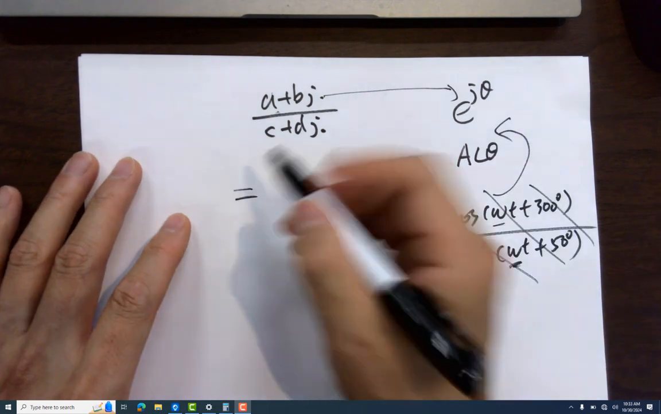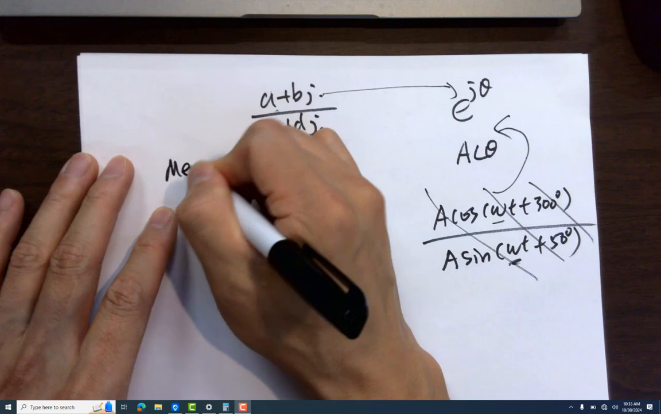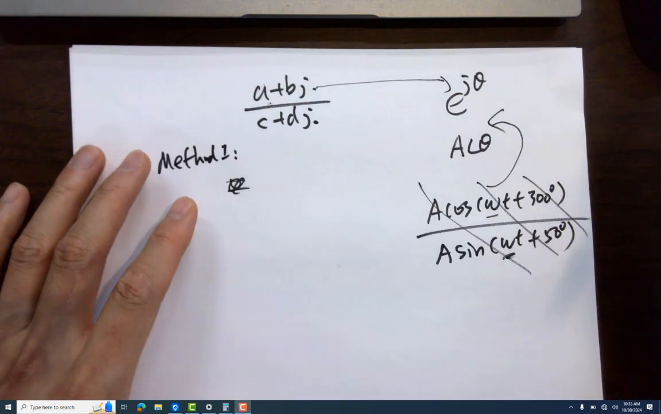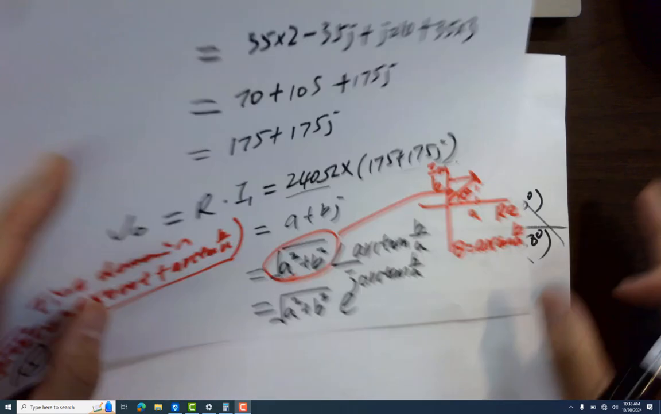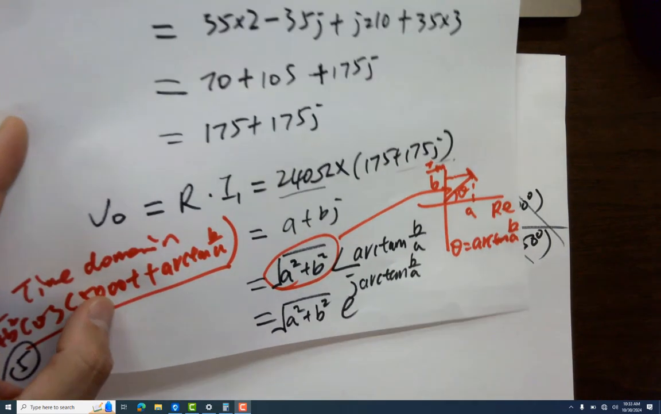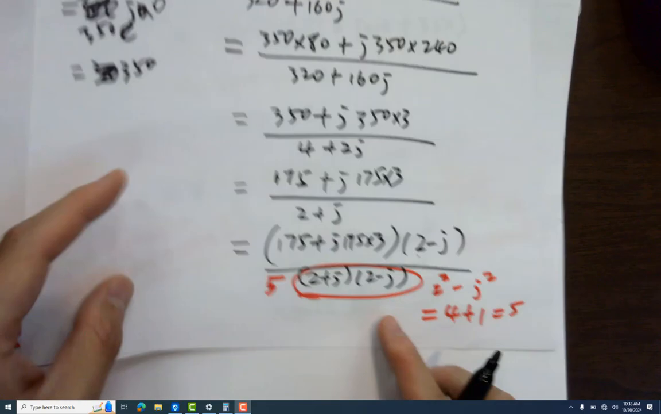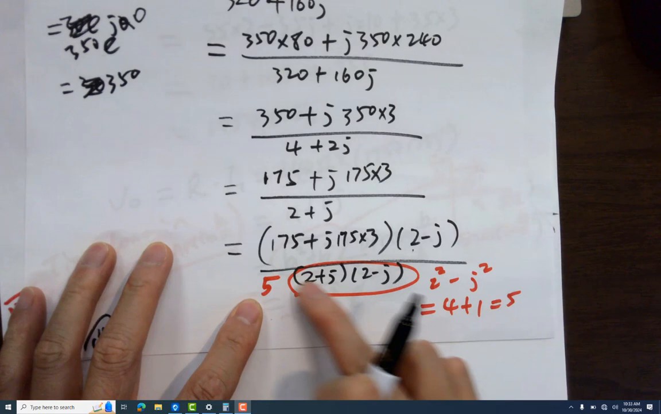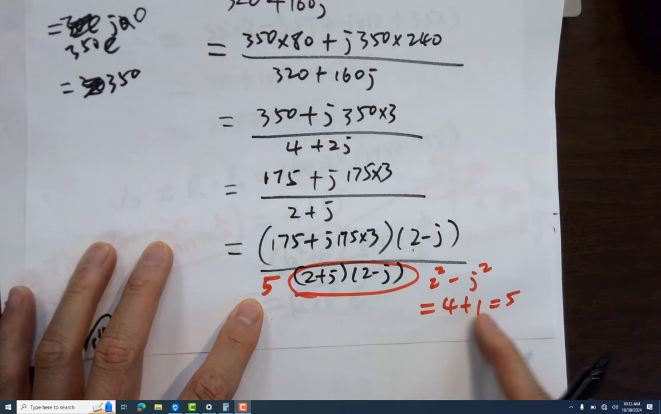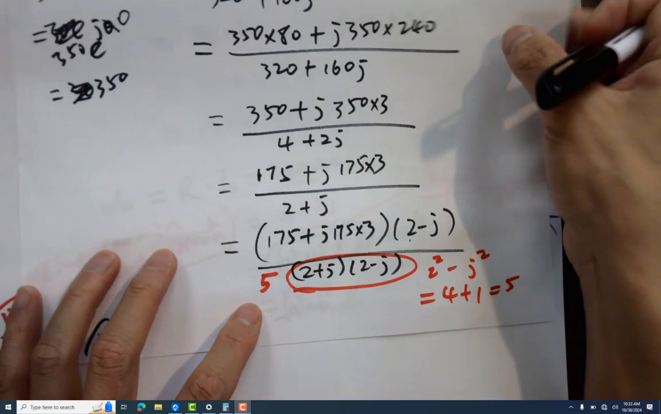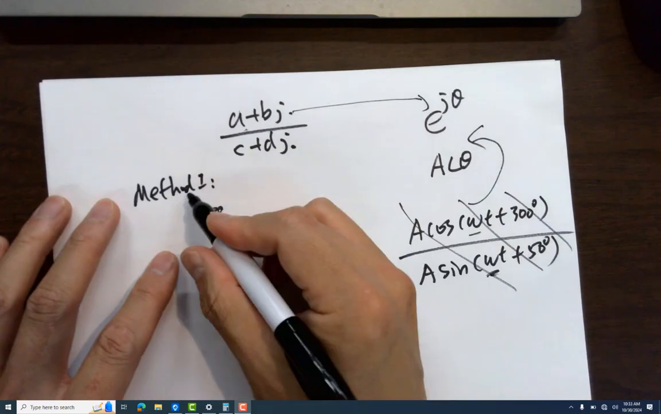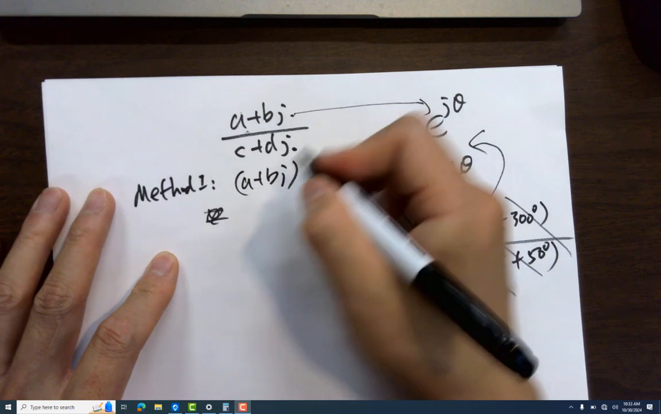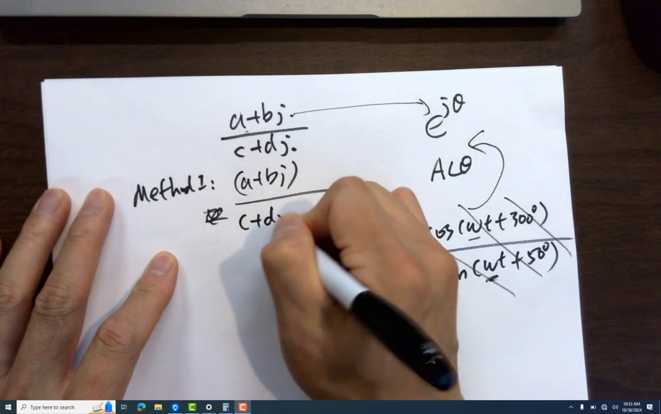There's another way. So remember last time? Let me just summarize everything over here for you as a reference. So I just showed you here, right? How do we figure out that division, right? Since I multiplied 2 minus j on top and bottom, so I can convert the denominator to a constant. But there's another way to do that, okay? So let me just show you the method 1. A plus bj over c plus dj.